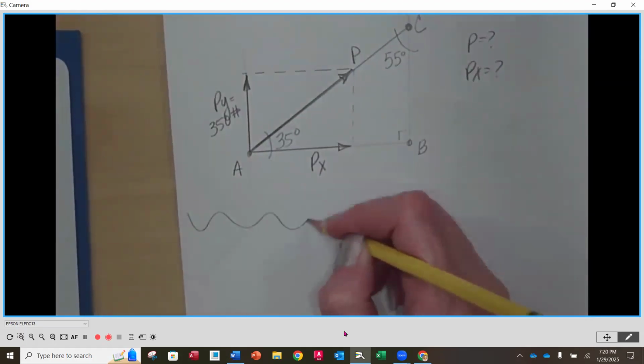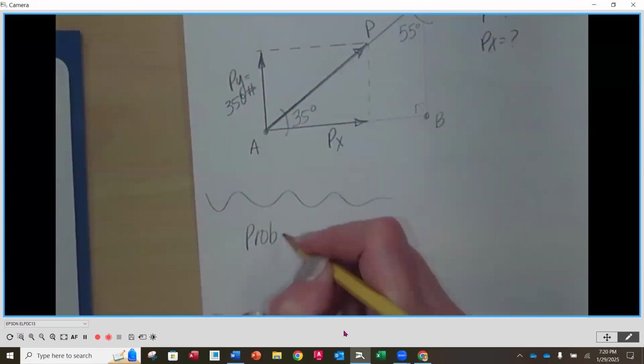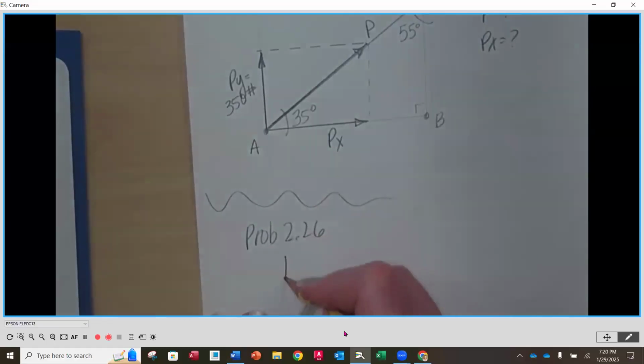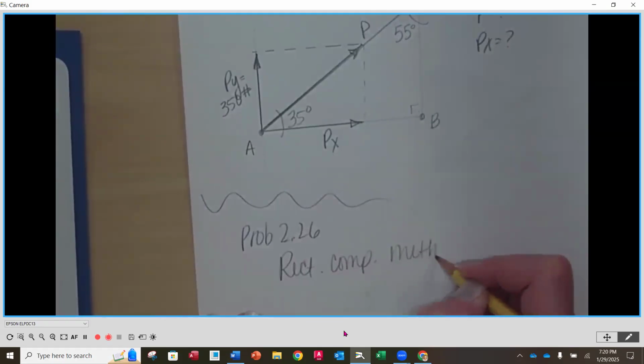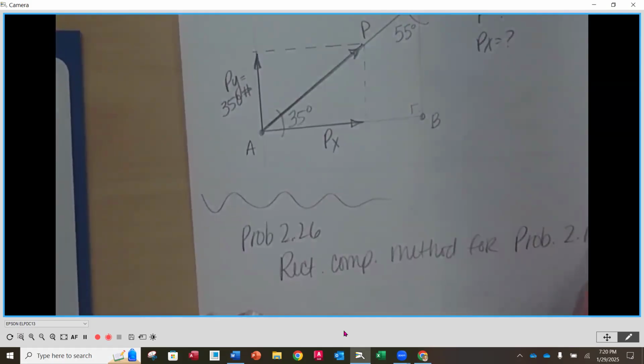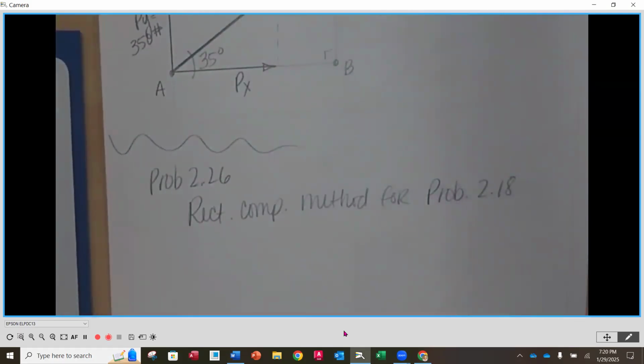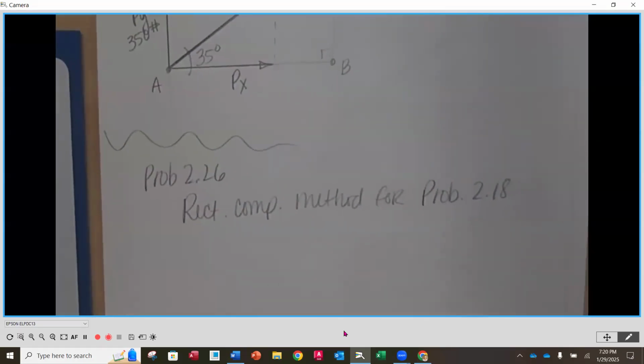So for 226, I would do rectangular component method for problem 218. Now, the nice thing is when you did 218, or when you're going to do 218, you'll have the components already figured out, okay? So this might be a case where I might put them all on the same axis system because I'm going to be using that for 26 anyway, right?